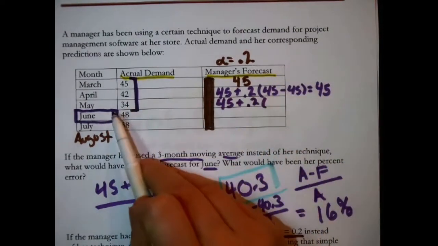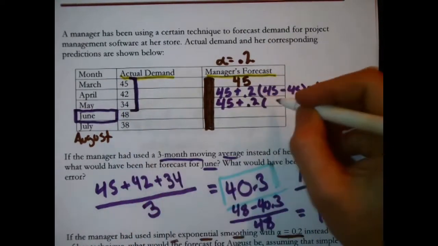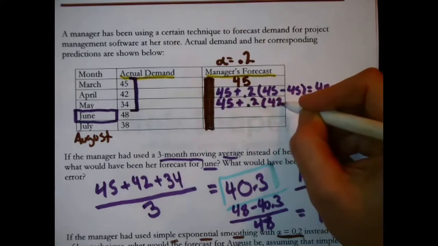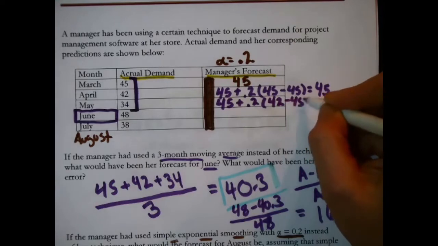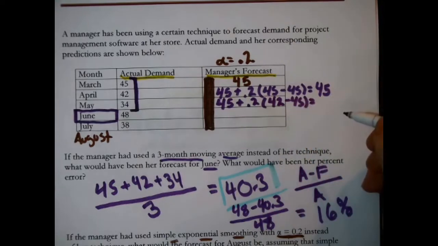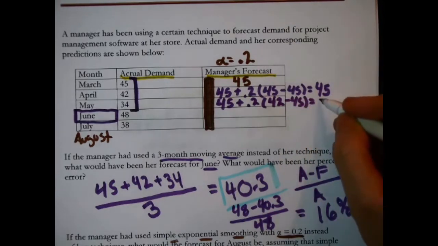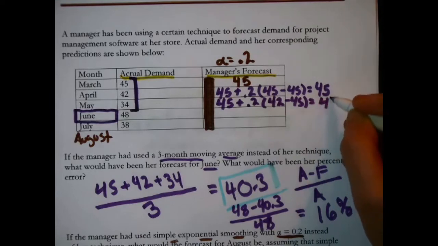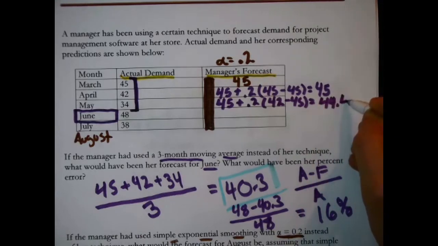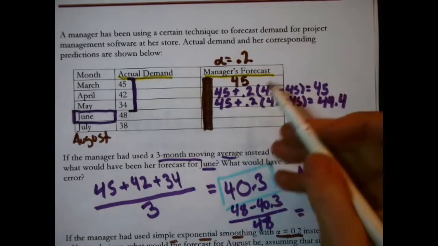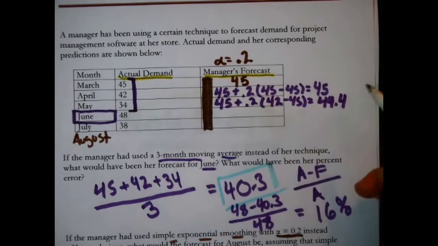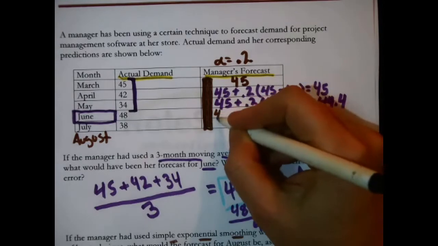This is the forecast for May, so you go up to the row before. Well, it was actually 42, minus 45. I get on my calculator that the forecast then for May using this technique would be 44.4. You say, well, I still don't need May, I need August. Yes, but now we have the means of forecasting June, and unfortunately we have to.